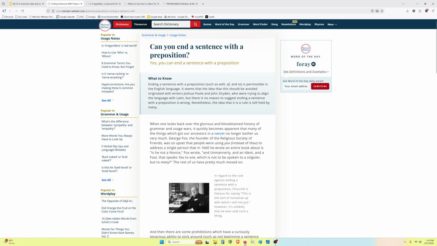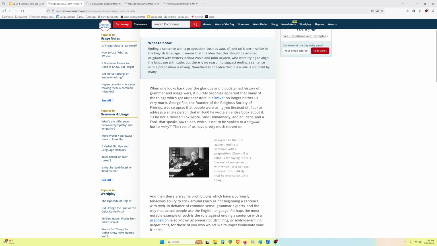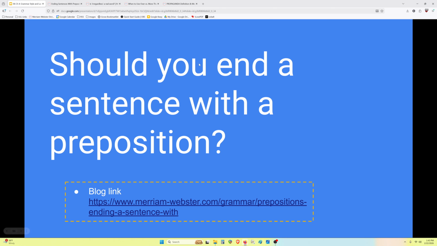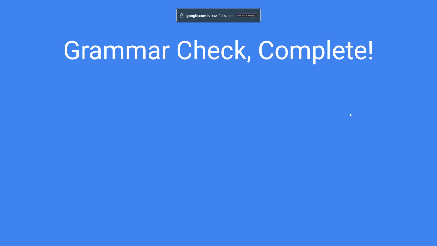But the idea of avoiding it started with a couple of writers named Joshua Poole and John Dryden, who were trying to align the language with Latin, which it is not Latin, it is English. But there is no reason to suggest that ending a sentence with a preposition is wrong. So, if anything, you should be more concerned about those other elements and making sure that your subjects make sense, that you are using an active sentence structure, and attempting to develop your sentences with action verbs instead. So focusing on those other things, and hey, if it happens to end with a preposition, it isn't that big a deal. All right, that brings us to the end of our grammar chapter.